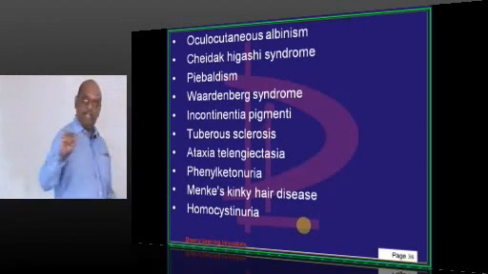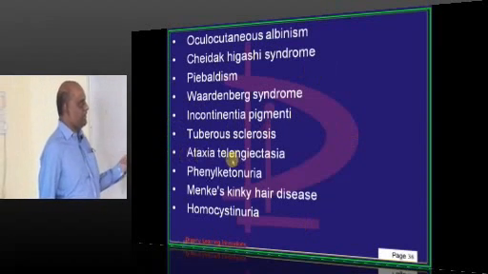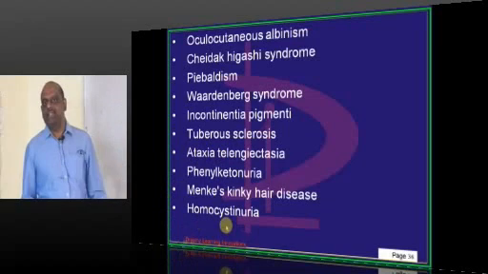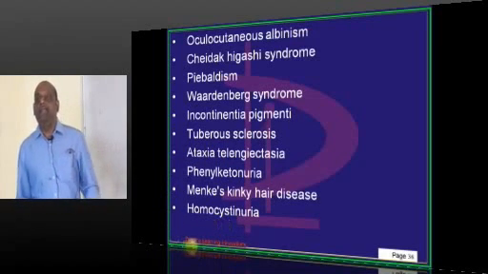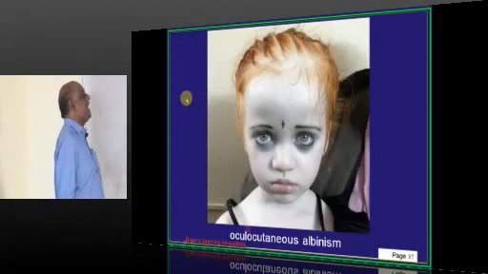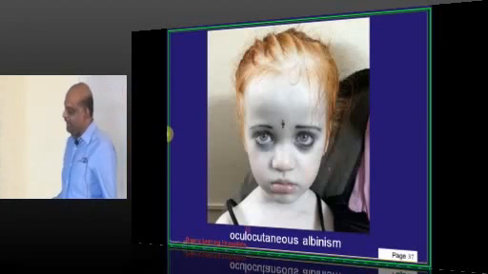So oculocutaneous albinism, Chediak Higashi, piebaldism, Waardenburg syndrome, tuberous sclerosis, ataxia telangiectasia are all the conditions where hypomelanosis and pigment dilution states occur, which is what you need to remember. Now let us review some clinical pictures.